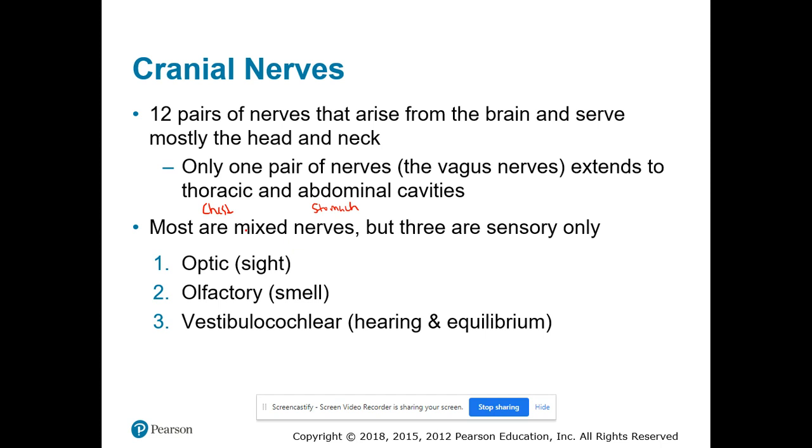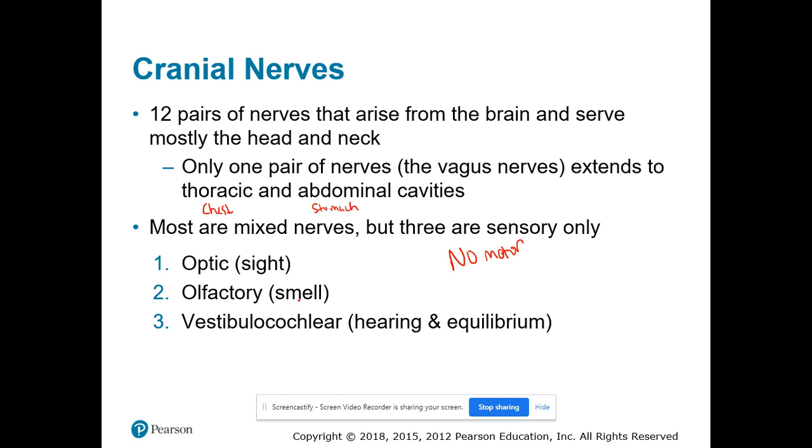Now, like I said, most are mixed nerves. They do take in senses and send motor signals, but there are three that are only purely sensory. That means they have no motor function whatsoever. And those are optic, olfactory, and vestibulocochlear. Optic, it only does sight, it allows us to see. It does not move the eye, it does not do anything with movement. It's just purely we can see.